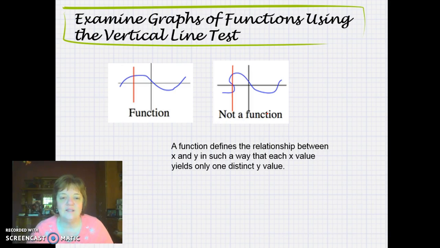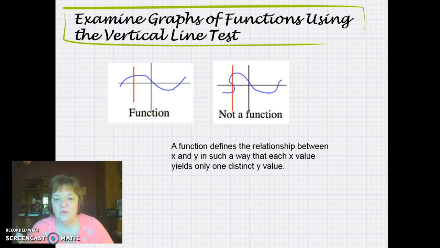Notice that red line on both of those. It's called a vertical line test. You throw a vertical line on there, and if it can only go through one spot on your graphing line, whatever the shape is, whether it's a squiggle or whatever, if you only go through one place where you get one y value, then you're a function. So that's why the one on the left there is a function.